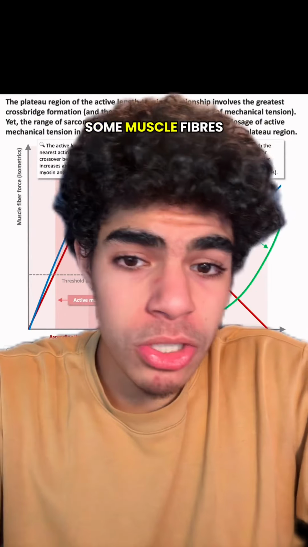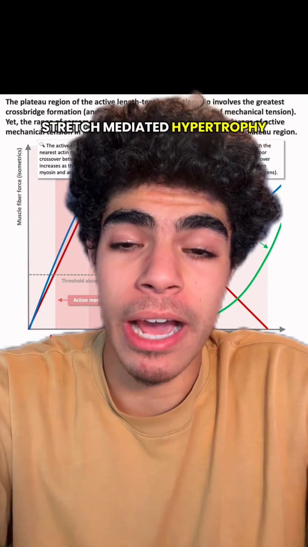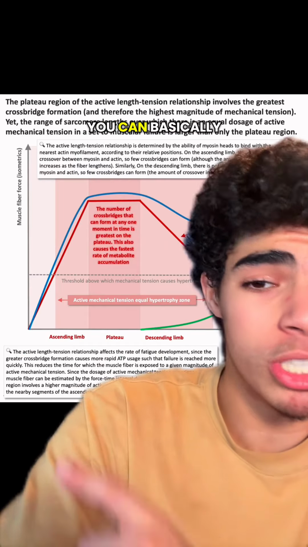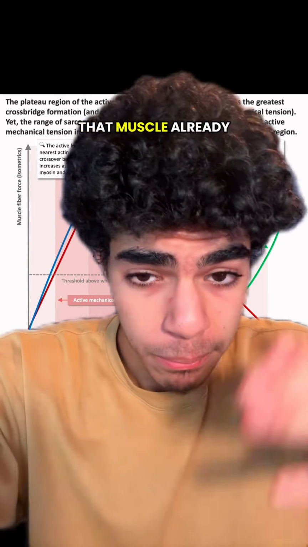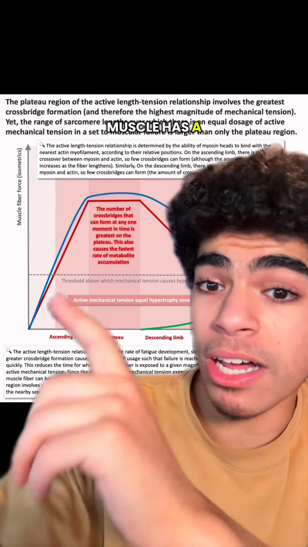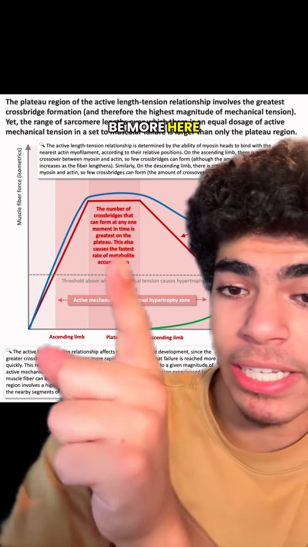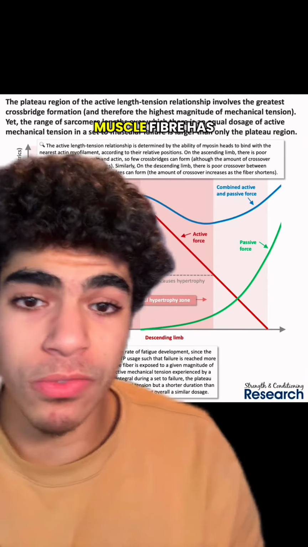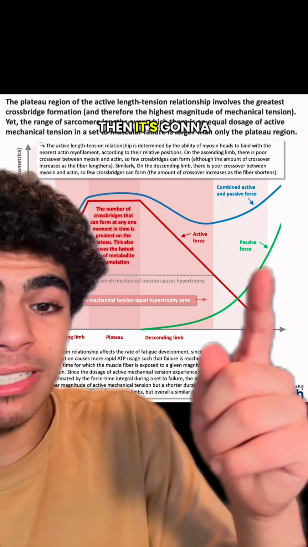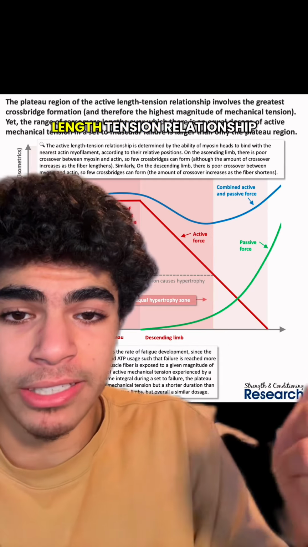The reason why some muscle fibers do not experience stretch-mediated hypertrophy is because of the length-tension relationship. You can basically think about this as telling us how many sarcomeres in a series that muscle already has. So if a muscle has a lot of sarcomeres in a series, then it's going to be more here towards the ascending limb of the length-tension relationship. But if the muscle fiber has fewer sarcomeres in a series, then it's going to be more here on the descending limb of the length-tension relationship.